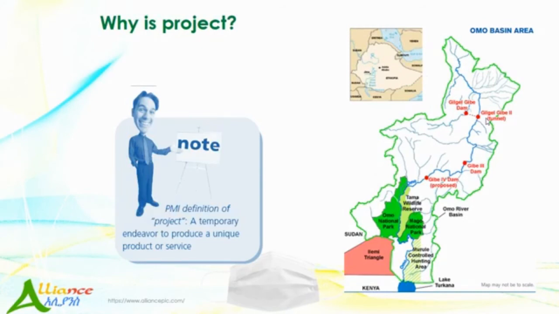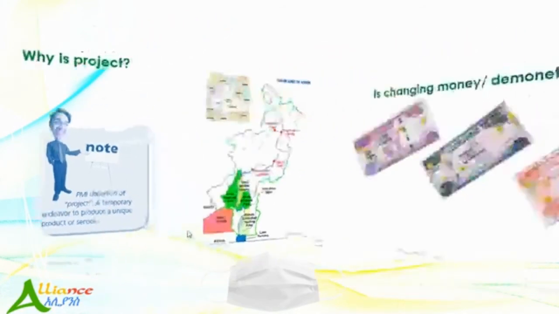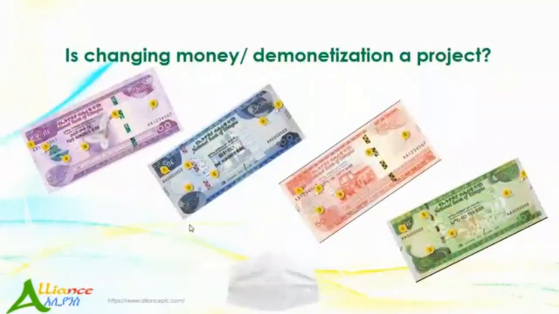So we are managing Gilgel Gibe 2 with different people, with different capacity, with different time, with different landscape, whatever. So it's going to be a project. So projects are always unique products.